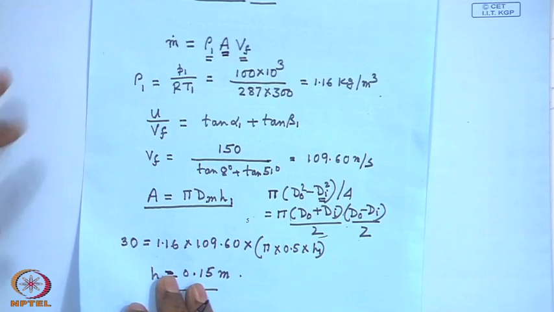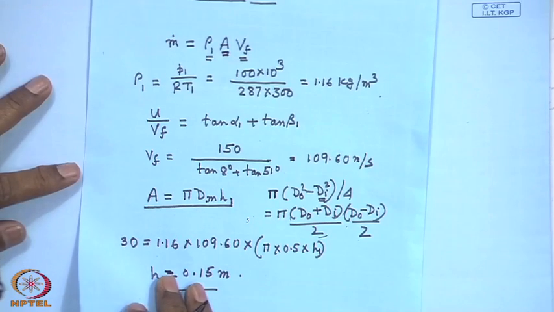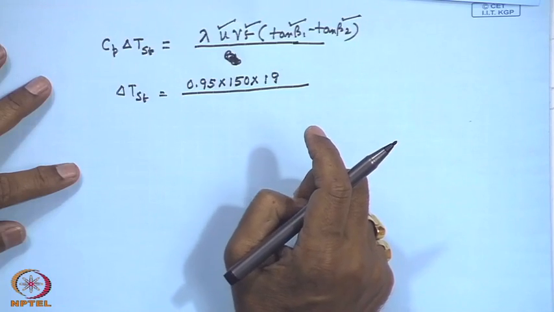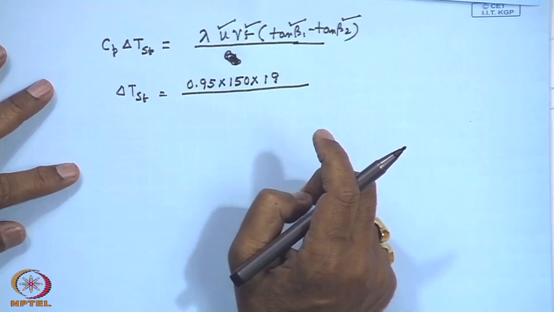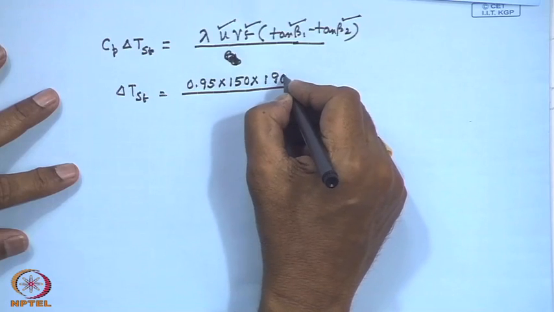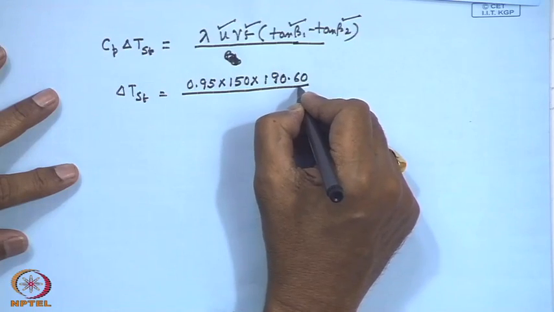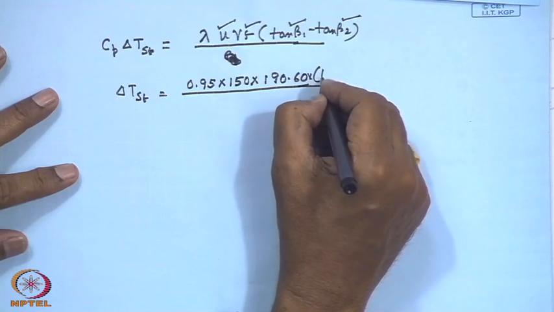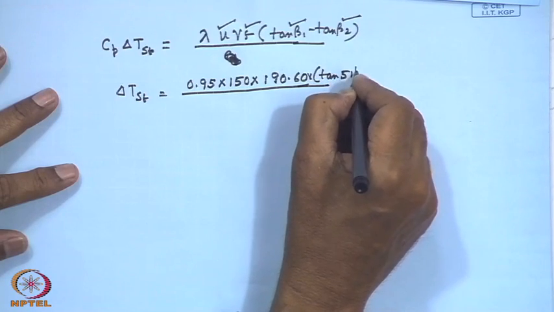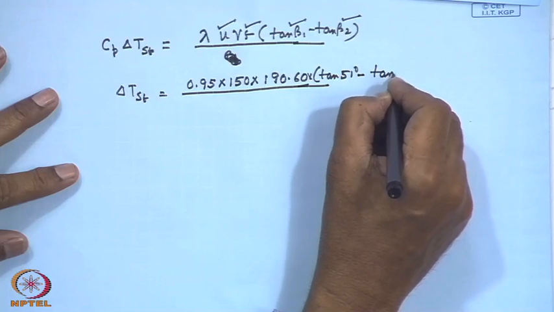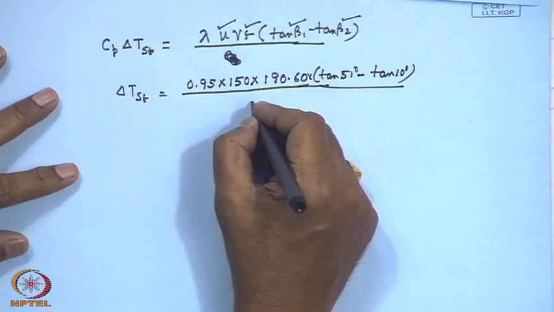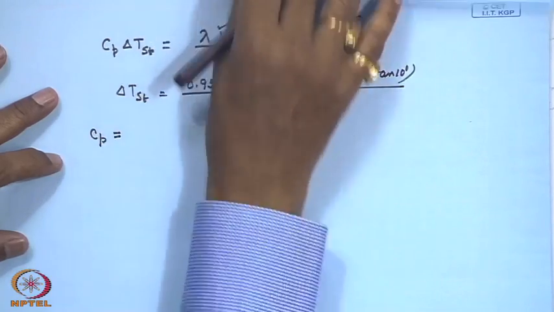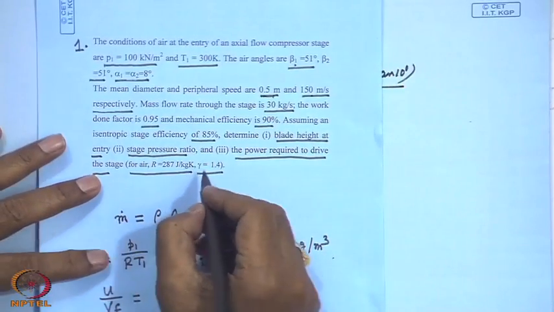Yes, Vf is 109.60. So this is lambda U into Vf, and Vf is 109.60, that is the Vf we have calculated, into tan of 51 degree minus tan of 10 degree, divided by Cp. Now, the Cp value you can calculate here. Cp is not given, but even if it is not given, you can take it.